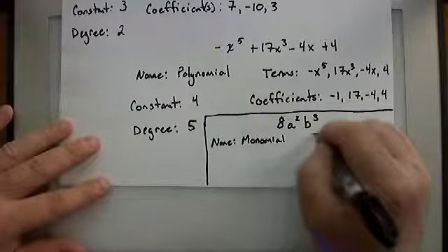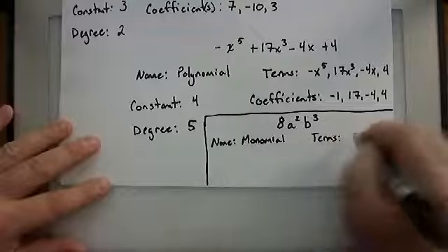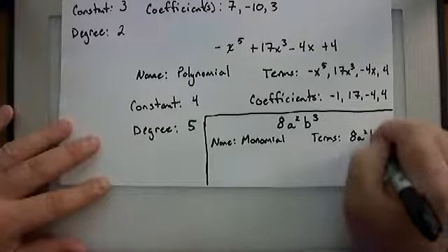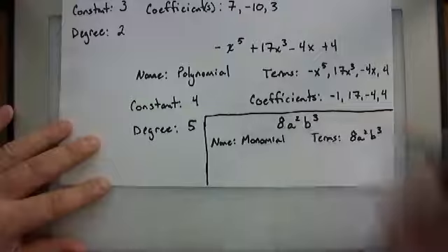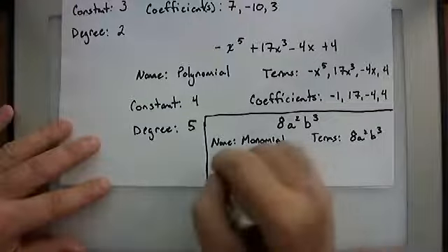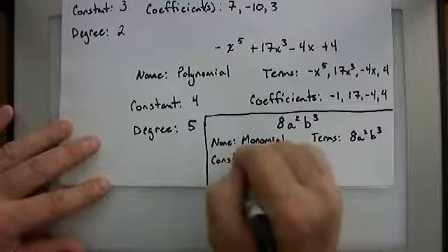Okay. The terms, well, there's only one term. Remember, the terms are separated by pluses and minuses. If it's all multiplied together, that's one term. The constant is the piece with no variable on it.